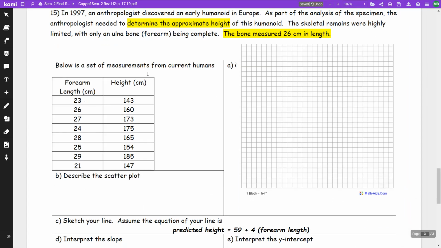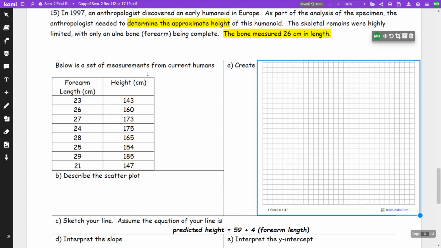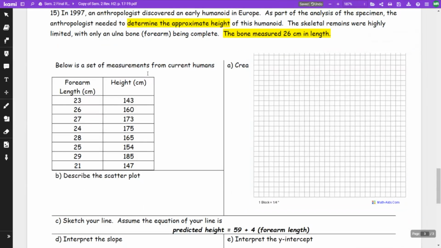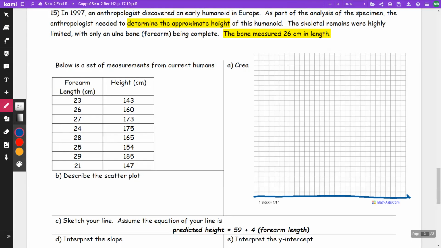Okay, so for this, when I am doing this, I am going to be plotting these points. I'm going to be having my x-axis be length in centimeters. So forearm in centimeters. And my y is going to be height. So this is going to be height in centimeters.